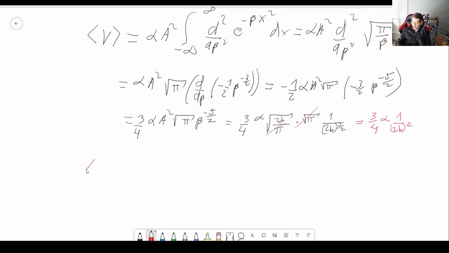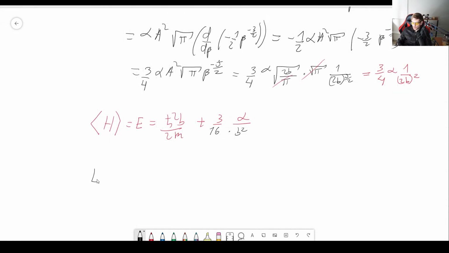Thus, the expectation value for the Hamiltonian, which is of course our estimate for the energy, is going to be h bar squared b over 2m, which is the kinetic part, plus 3/4 alpha over, I guess we could write this as 16 since there's another 4, 16 times b squared. Okay, so now we want to minimize this energy with respect to b. We want to find the value of b that minimizes the value for the energy. So let's, actually, it's not a value yet. We are deriving with respect to b and setting it equal to 0.